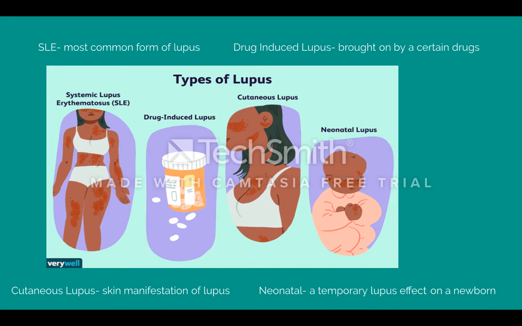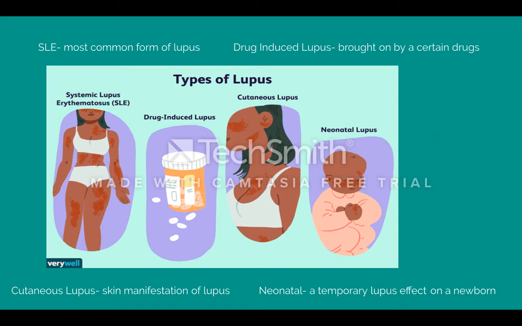SLE is the most common form of lupus. Usually, it develops in multiple organs and organ systems, which are compromised due to the inflammation caused by the disease, resulting in many different problems for the body.